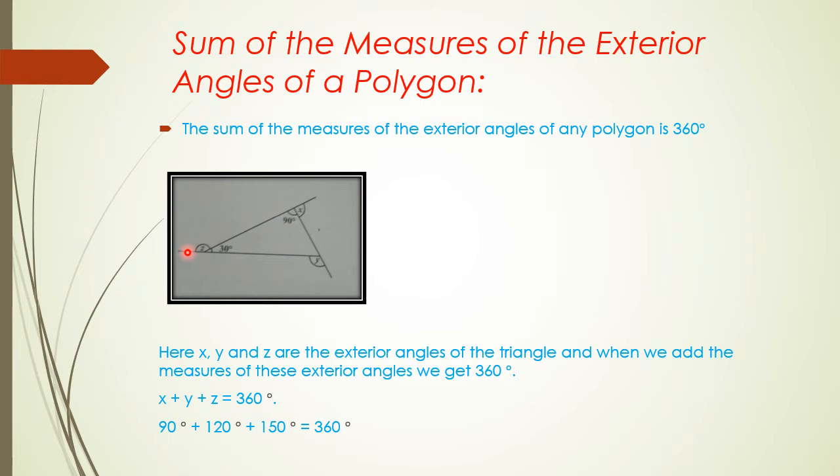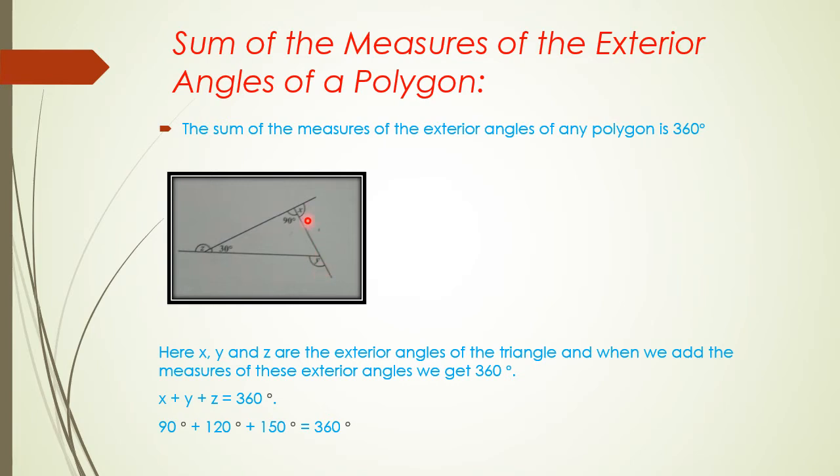Now the next angle z we can get by 180 minus 30 degrees, which is 150 degrees. And for getting y, first we have to find the interior angle. For this we first add 90 plus 30, which is 120. Then we subtract from 180: 180 minus 120 is equal to 60 degrees. Now we subtract the 60 degrees from 180 to get y. 180 minus 60 is 120 degrees.